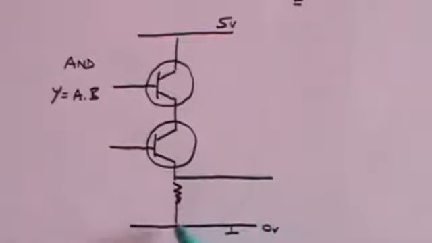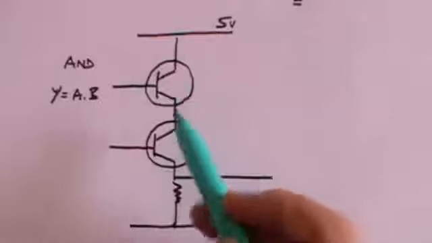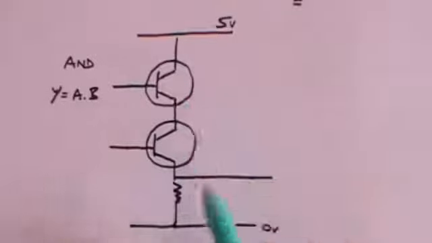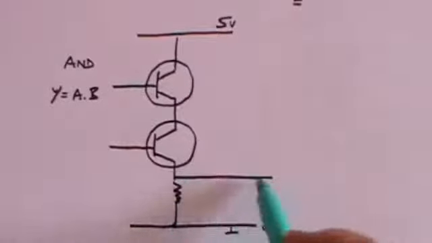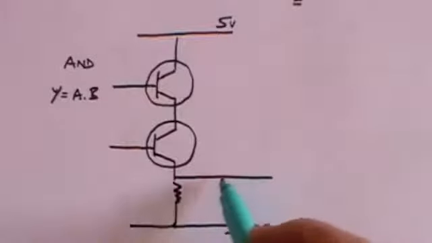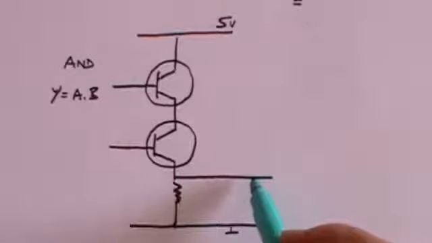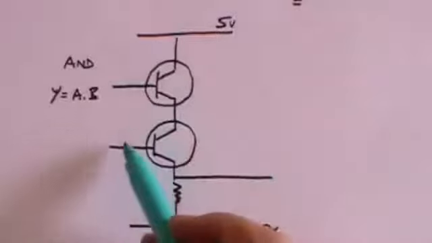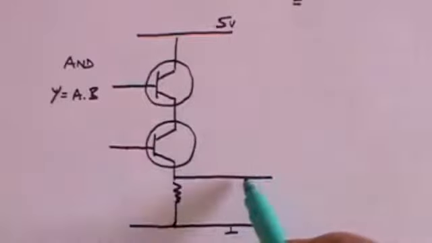And consequently, since this point here is at 0 volts, then everything up to here will be 0 volts. This is essentially a switch that's open. No current can flow this way. And so all of this is going to be at 0 volts. So the output will be 0. So if the two inputs are 0, the output is 0.